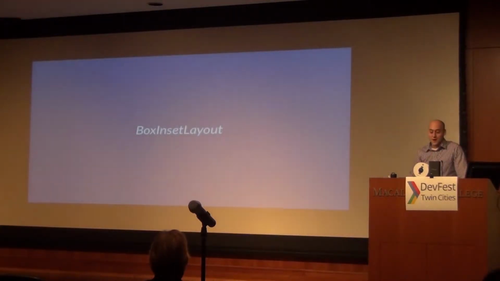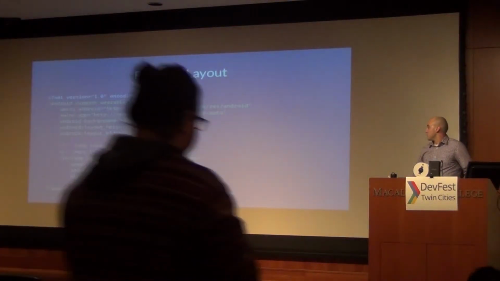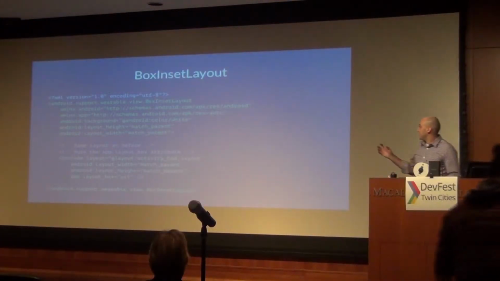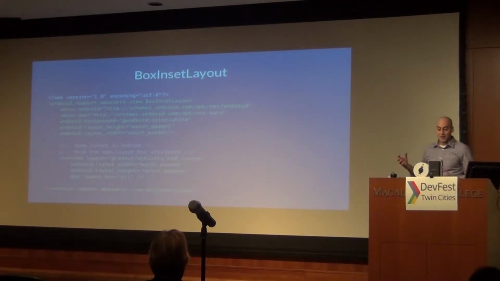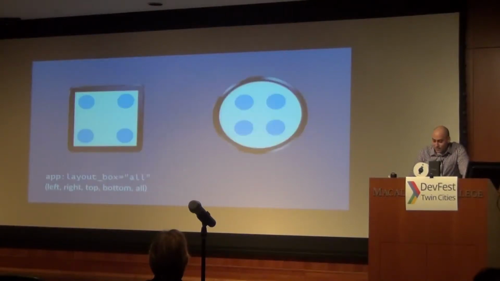So we have a new tool, BoxInsetLayout. What this does is you can take your original layout and wrap it in this new BoxInsetLayout. And you have this one new attribute here called layout_box. What layout_box does is it will add extra padding on just the round devices. So at runtime, this layout is going to check to see what kind of device you're using. If it's a round one, it's going to pad it, and it's going to leave the square one alone.